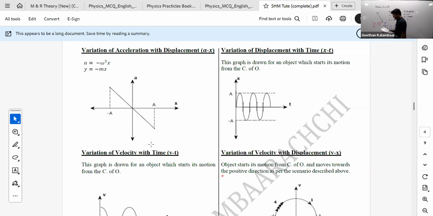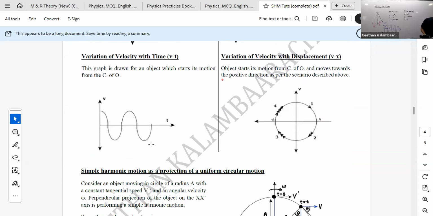Either the variation of velocity with time, also similar. It was giving us velocity with time here. And the variation of velocity with displacement, v and x.